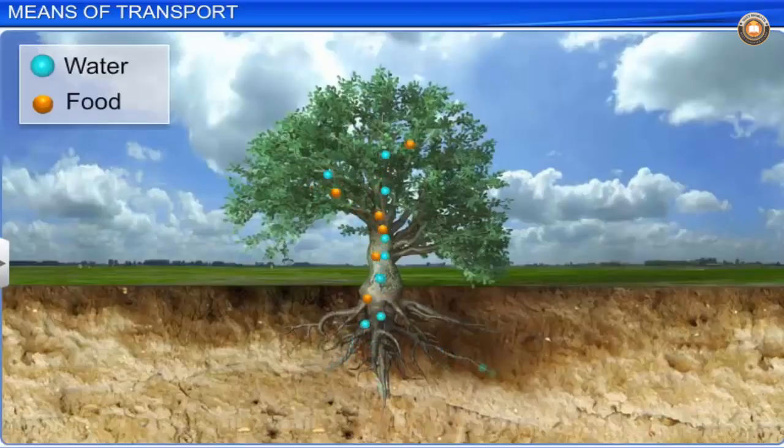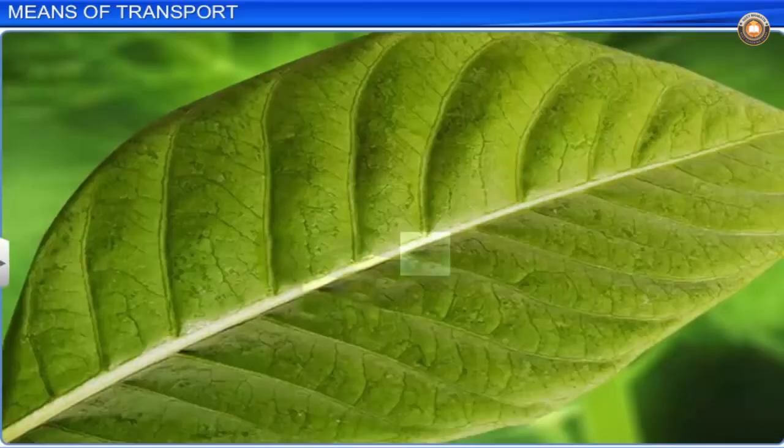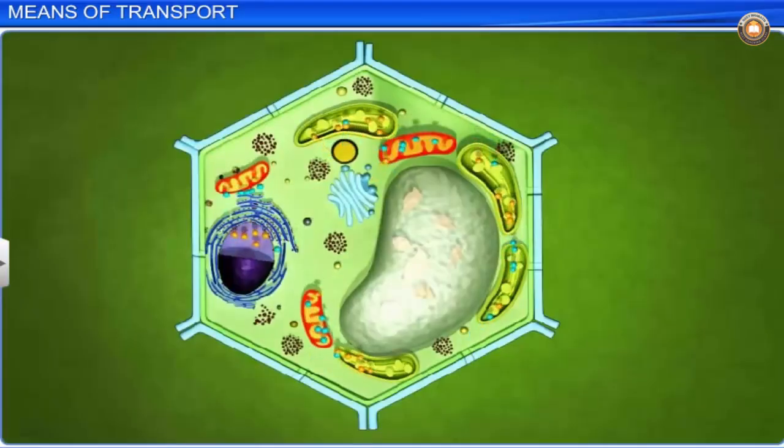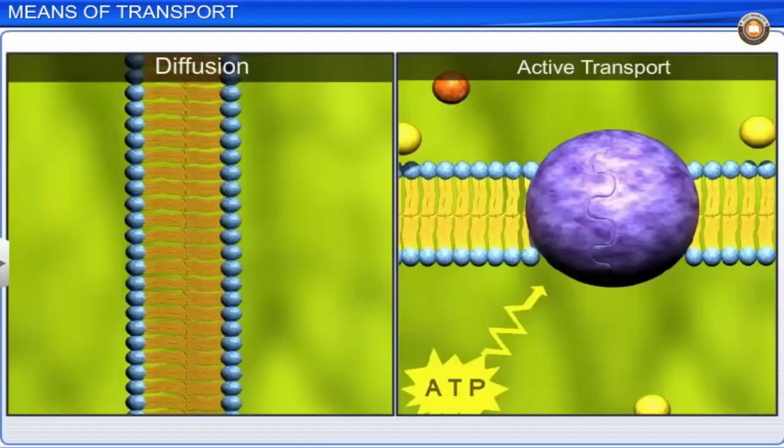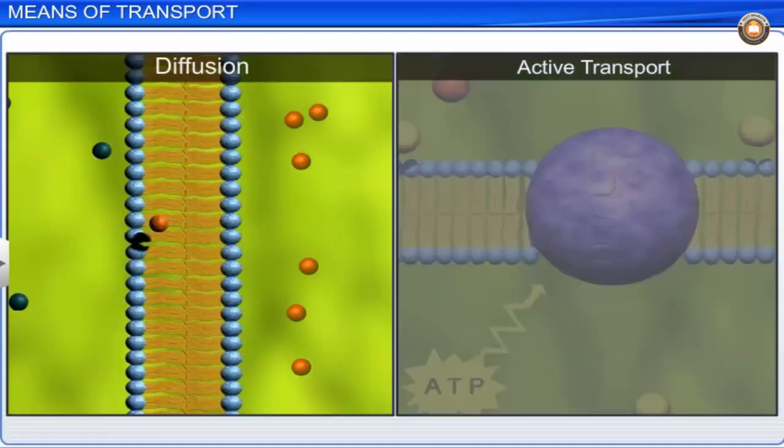and water move across large distances in plants. However, in plants, the movement of food and water also takes place across short distances. That is, within a cell or from one cell to another. This movement of food and water across short distances takes place either passively by diffusion or by active transport.